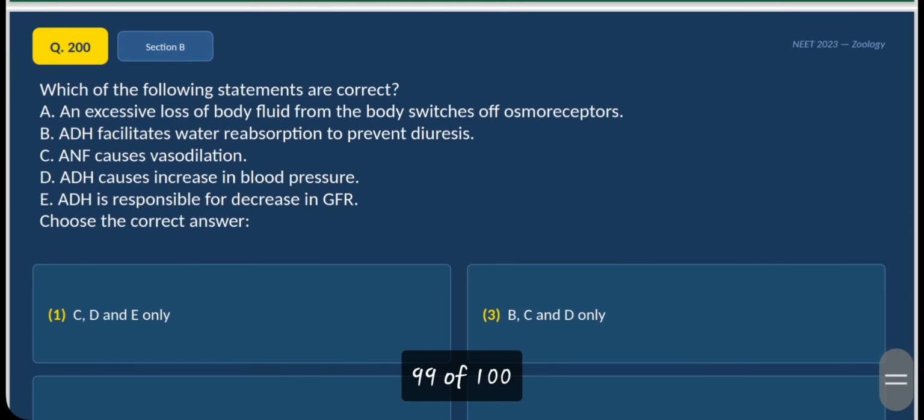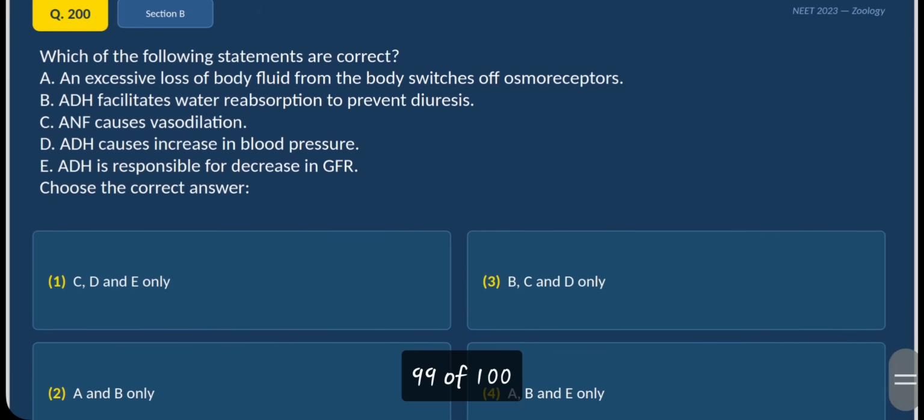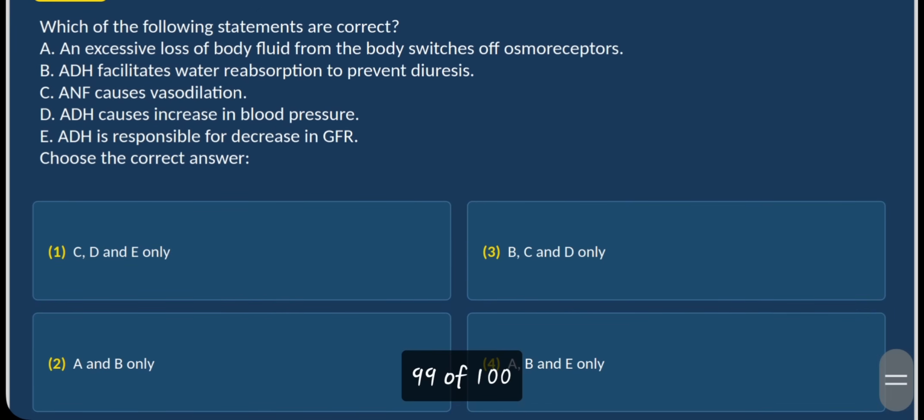Which of the following statements are correct? An excessive loss of body fluid from the body switches off osmoreceptors. So we have to identify which is the correct one. ADH facilitates water reabsorption to prevent diuresis. This seems to be a correct statement. ANF, atrial natriuretic factor, causes vasodilation. ADH causes increase in blood pressure. ADH is responsible for decrease in glomerular filtration rate.